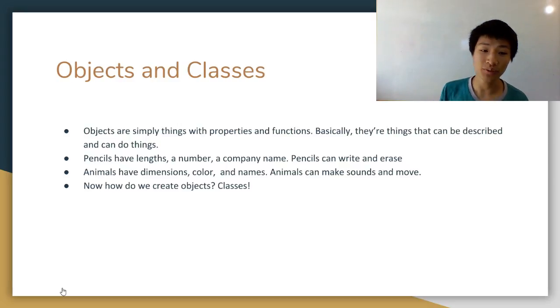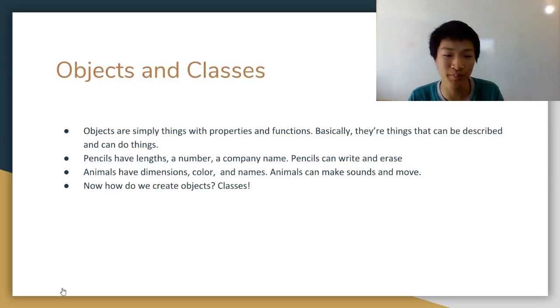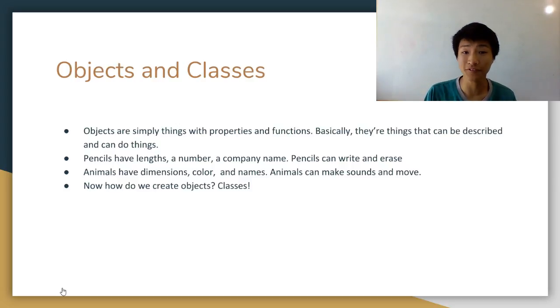As two examples, pencils have properties. They have a length, they have a number, like number one pencil. Nobody uses number one pencils. They have number two pencils, and mostly people use number two pencils. They have a company name, usually pasted on the side of the pencil. And pencils have functions. They can do things. You can write with them. You can erase with them.